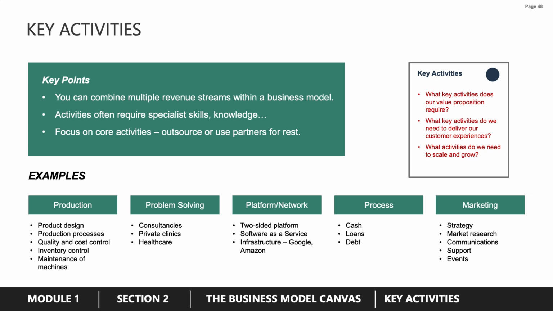If we are into knowledge and applying our knowledge as a service, then we have such things as consultancies, private clinics and healthcare. If we're a platform, then it's about how we operate that platform. It's about the software as a service, it's about infrastructure. Do we need to use Google or Amazon if we want to have a global platform that reaches all countries? Process. How do we actually manage cash, loans, debt, for instance?